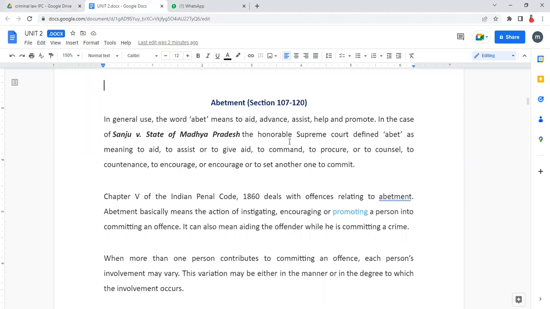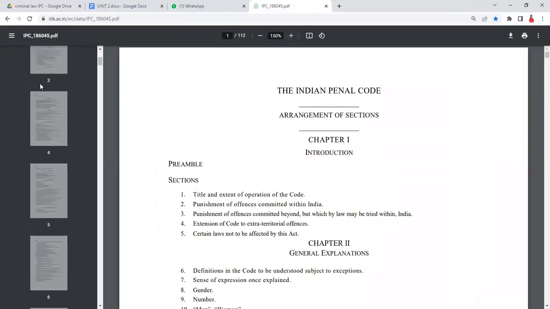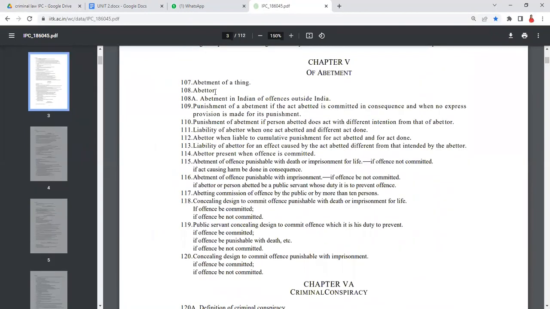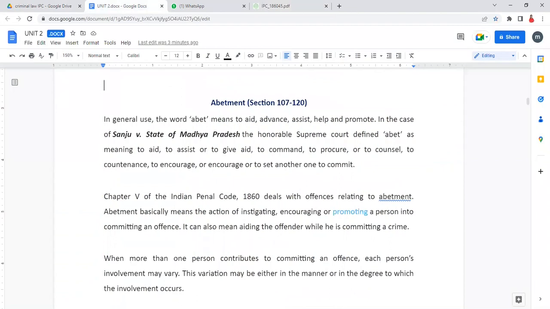Now, what is abetment? It is provided under sections 107 to 120 of the IPC, Chapter 5. If you wonder how to remember the sections, you can remember it like this: Chapter 5, sections 107 to 120 makes provision relating to abetment. Maybe you can remember one or two sections in between, but like this it would be easier. 107 to 120 talks about abetment, just Chapter 5.